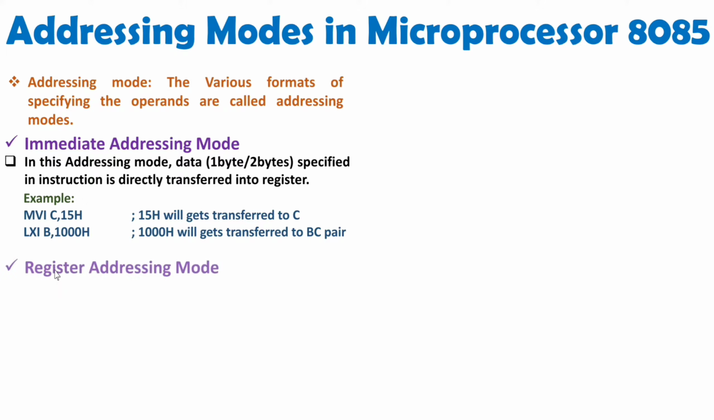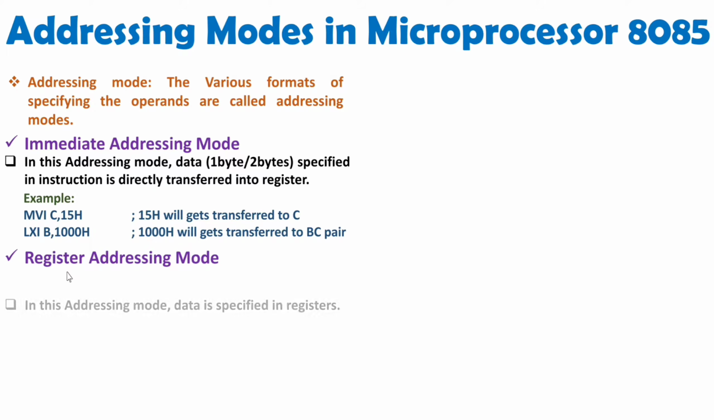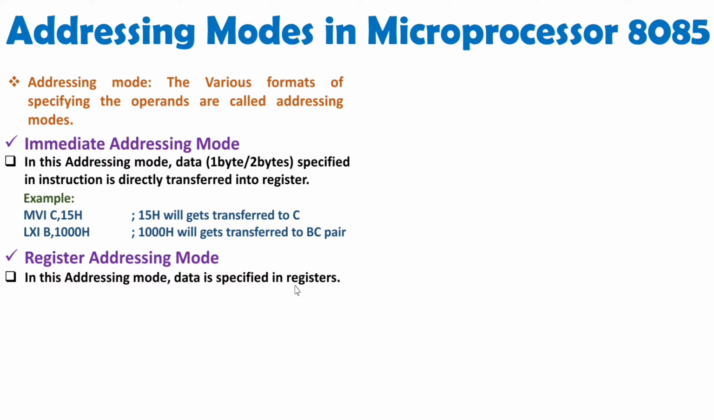Let us see register addressing mode. When we talk about register addressing mode, the operand is specified by registers. So here the data is specified in registers. Let us see some examples. A simple example is MOV A, C. Here the content of register C gets transferred into accumulator A after execution of this MOV A, C instruction. This transfer of data happens through registers only.